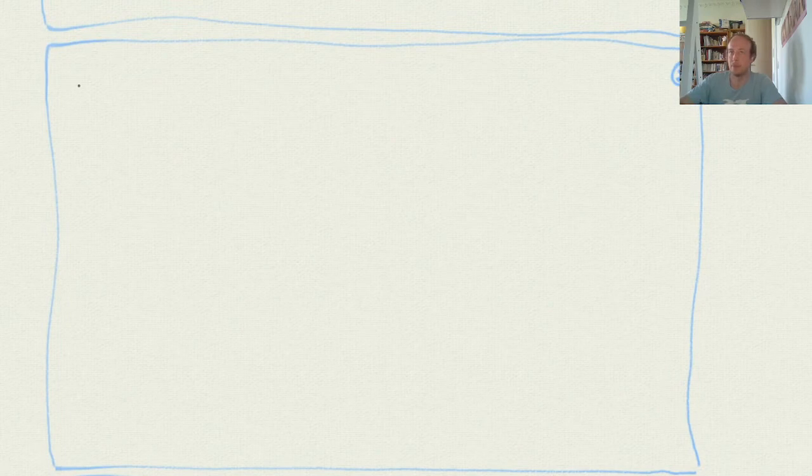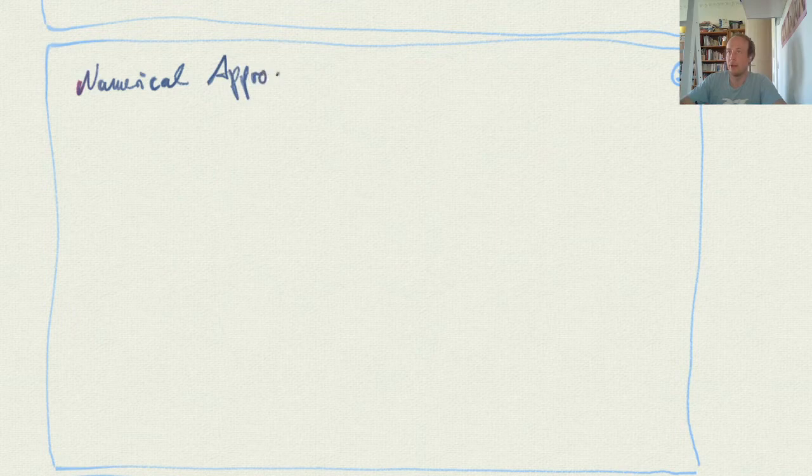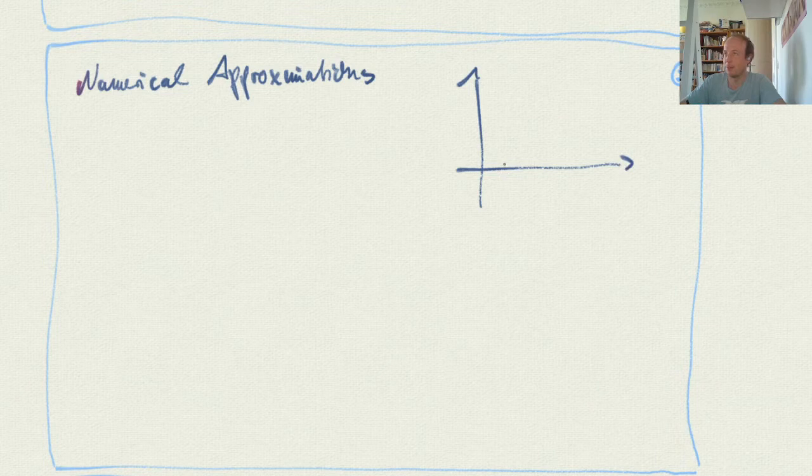So, numerical approximation. This slide will be very quick, but you had a lecture last week, and I hope this is all clear. Still, we will refer to a number of these concepts again. And let me draw this picture again, just so that we know what we talk about.